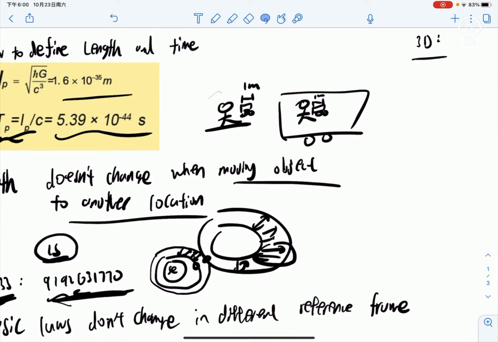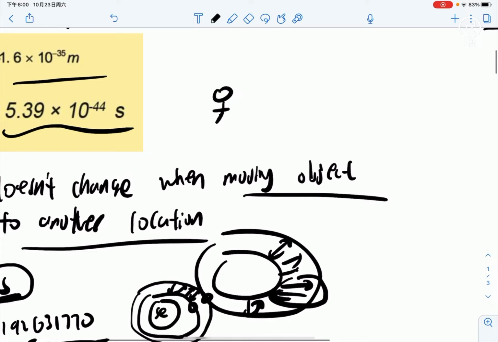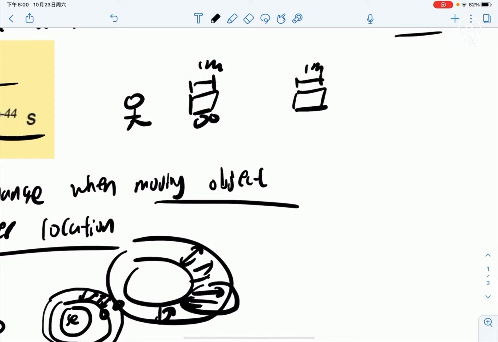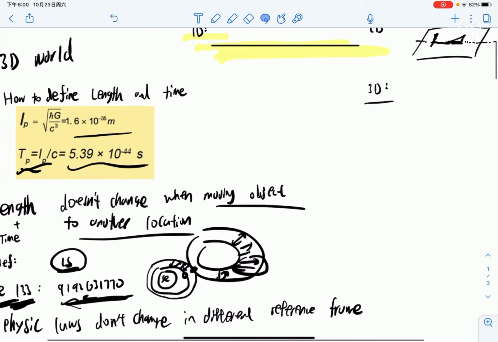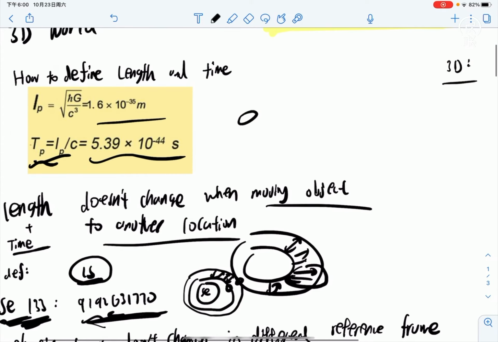So also in the Newtonian world, if you measure the car at rest, it's 1 meter, and when it's moving and you measure it, it is also 1 meter. But it is a different case in relativity, and we might talk about it in this channel. And it is the same for time.